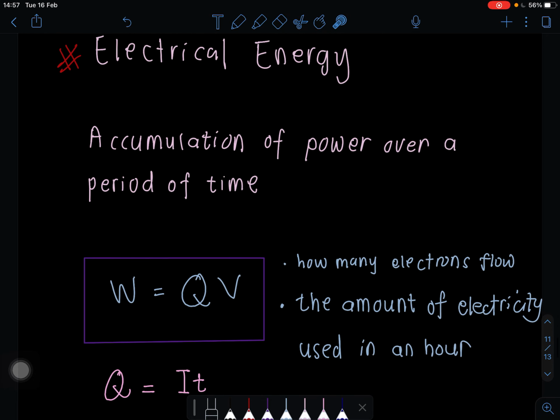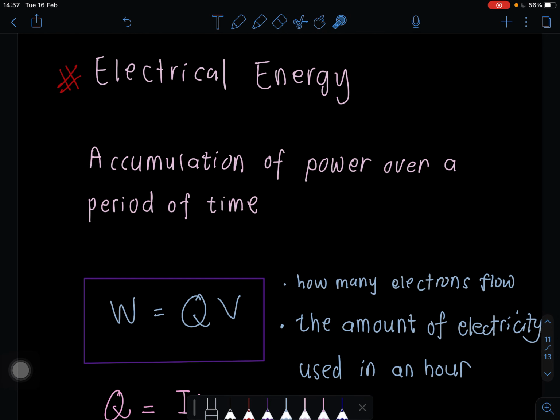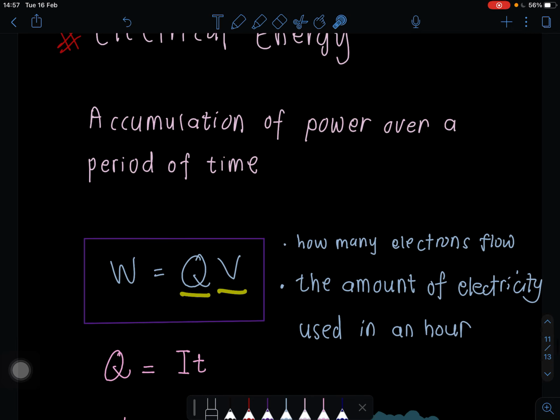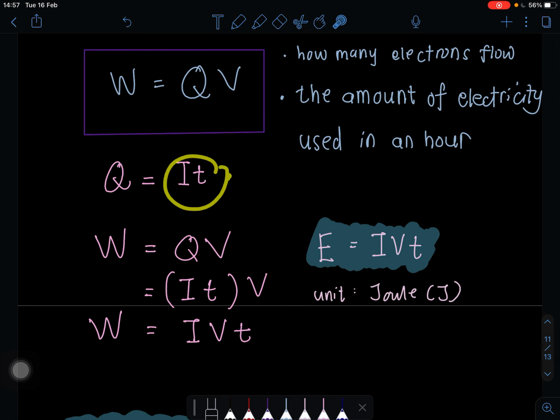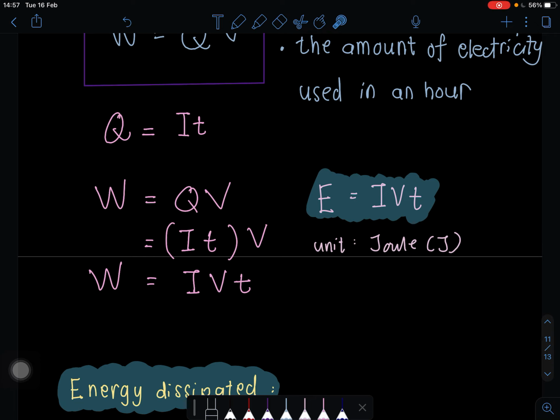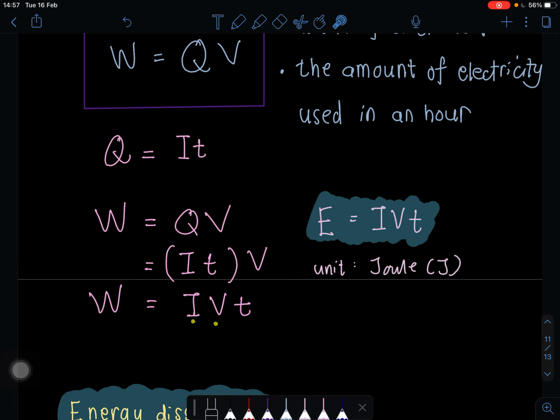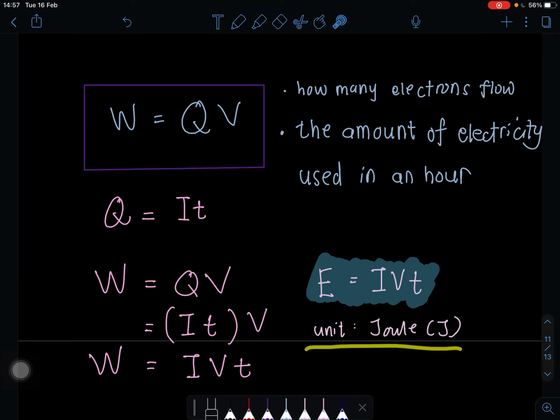Okay, now we look at the formula for energy. So energy is actually the same as the work done. Okay, work done is equal to Q times V, charge times voltage. So since charge is equal to IT, we can substitute IT in here. So we will get work done is equal to IVT. Okay, current times voltage times time. So meaning that energy is also equal to IVT with the SI unit joule. Okay, that one is for the energy formula.